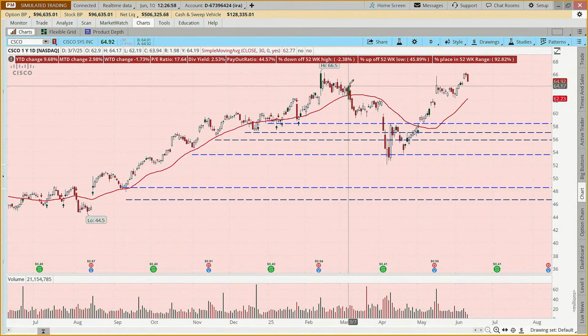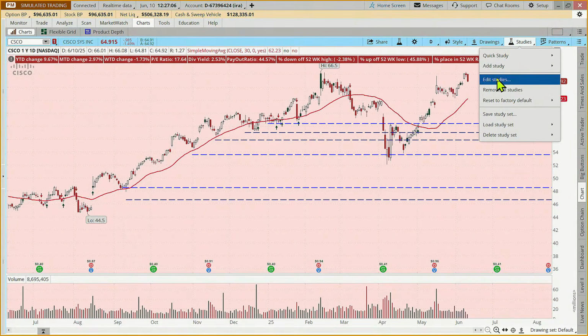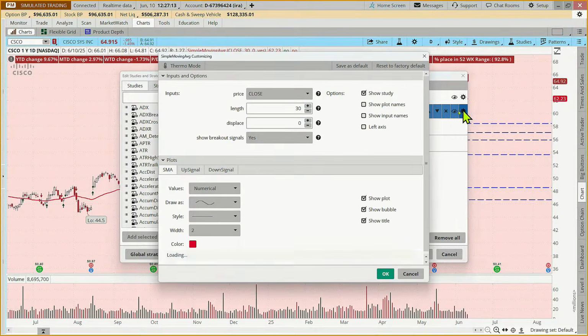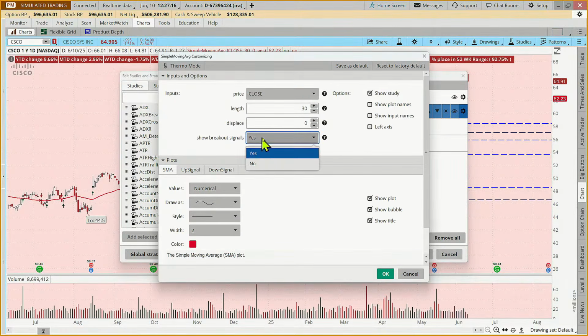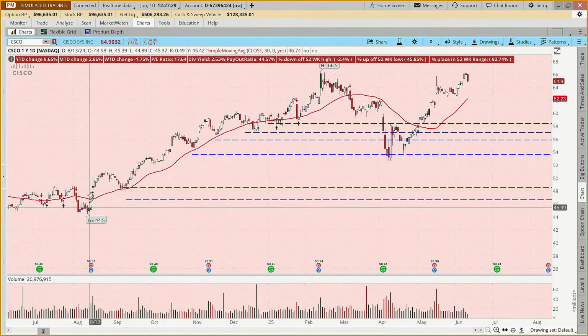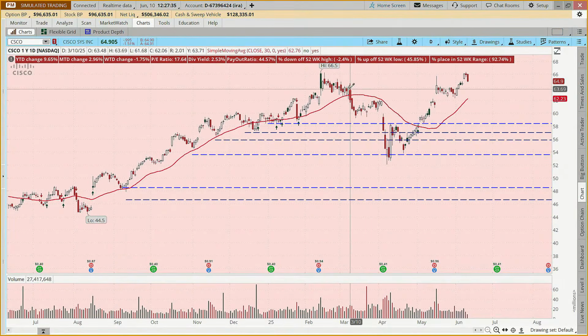And if you're wondering where these red and green arrows came from, well, when I came to my studies and edit studies, you'll see this simple moving average and it says close 30 and yes. This says show breakout signals. So if you click yes, then it'll give you a red or green arrow whenever the stock crosses either above or below. So that's why we had a green arrow here and a red arrow here and a red arrow here.